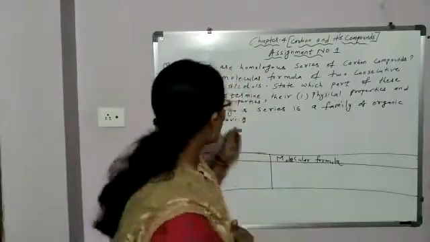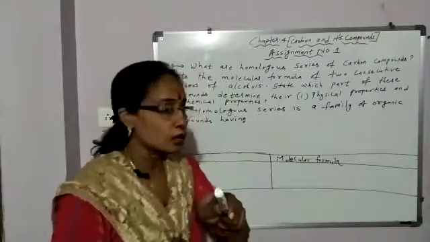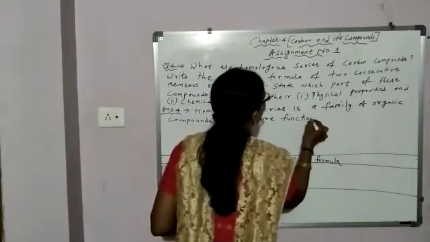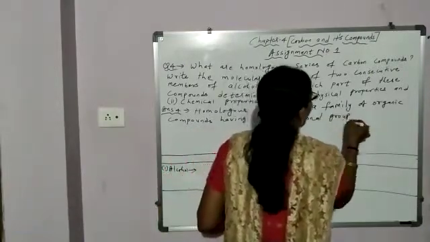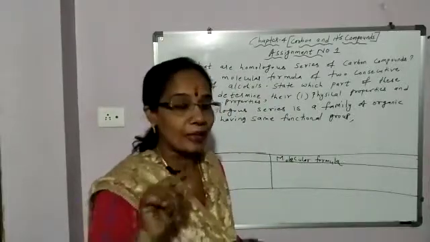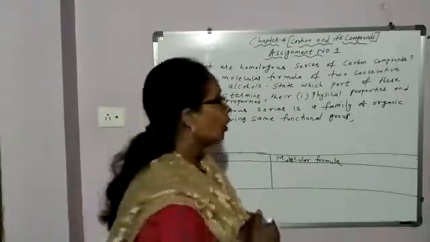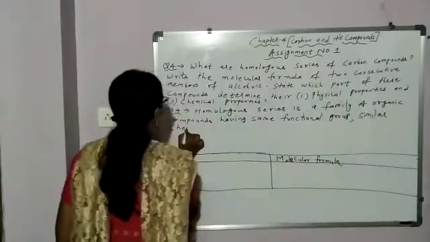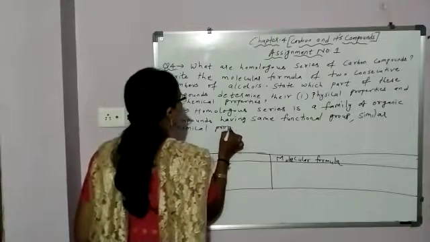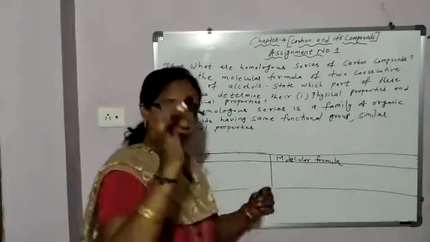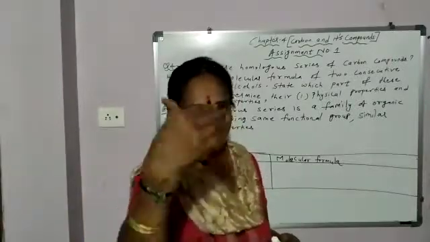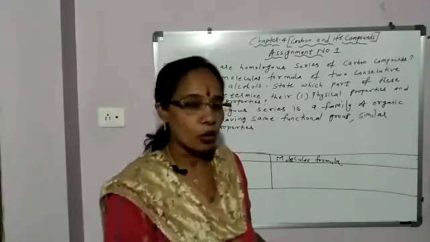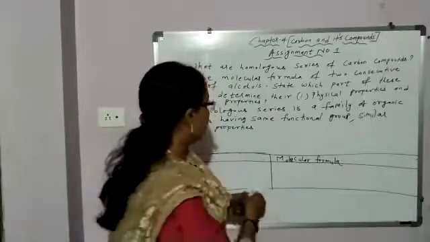So what is homologous series? Homologous series is a family of organic compounds having same functional group, and when functional group is same, which property is similar? Chemical property is similar. So they have similar chemical properties, and two successive members, means two adjacent members, agal bagal wala. So two successive members differ in their molecular formula by CH2 unit.